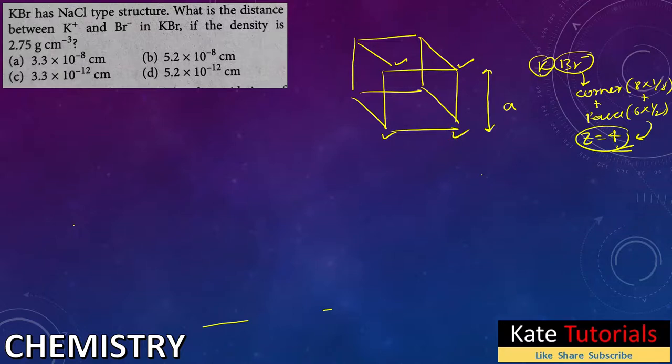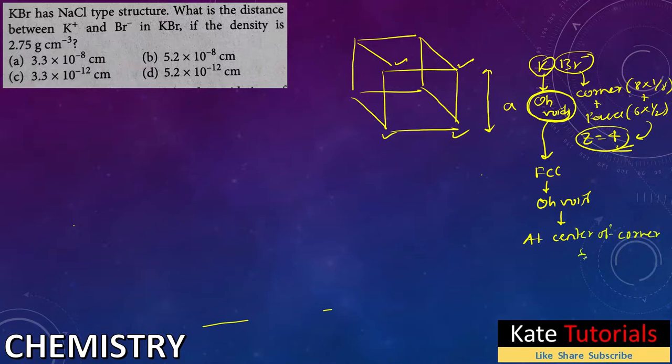Whereas K plus occupies octahedral voids. Those who are doing JEE and NEET will learn about octahedral voids in the class. This octahedral void will be present in FCC, at the center of the unit cell and at the edge centers. With the red marker I can show that.